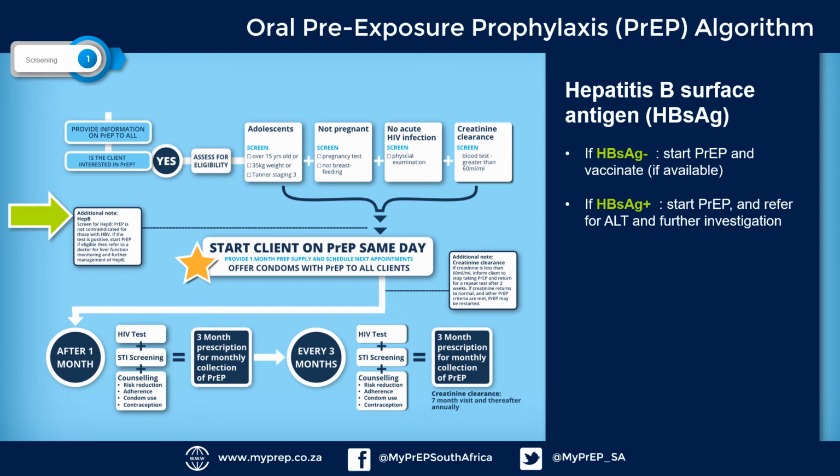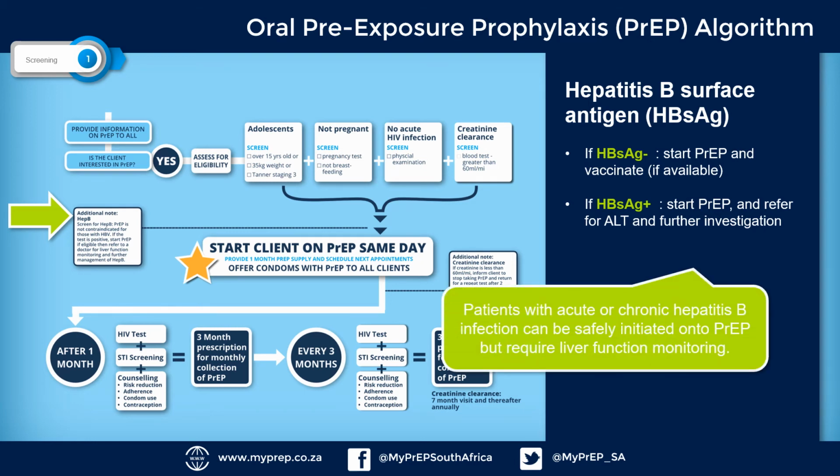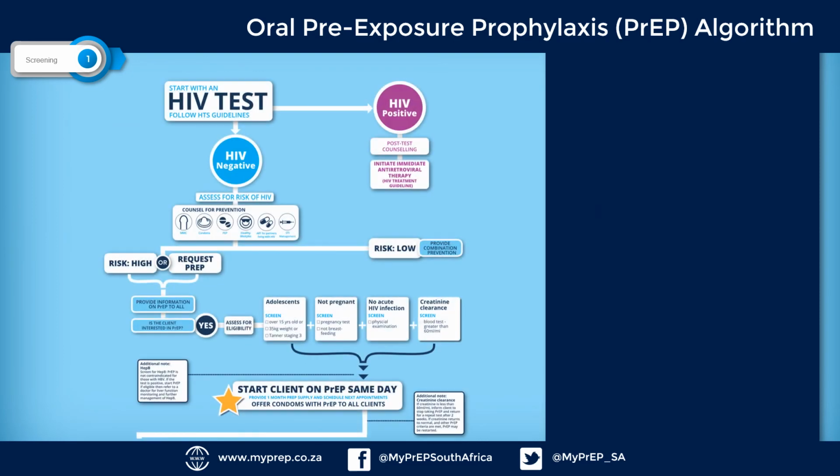Hepatitis B surface antigen is an indicator of current infection. This infection can be acute or chronic. If someone tests hepatitis B surface antigen positive, liver function monitoring and referral to a liver unit for further monitoring is important. We next test for sexually transmitted infections.